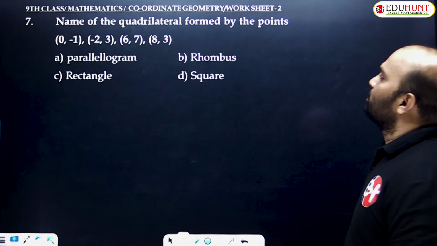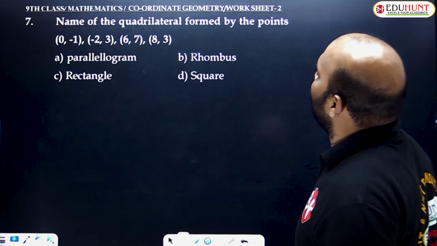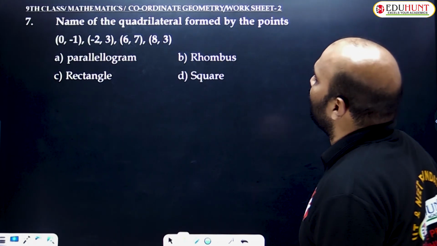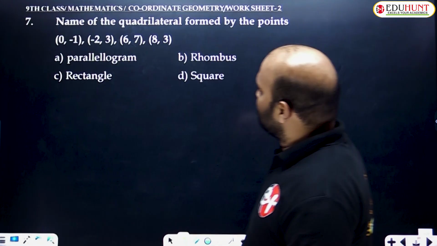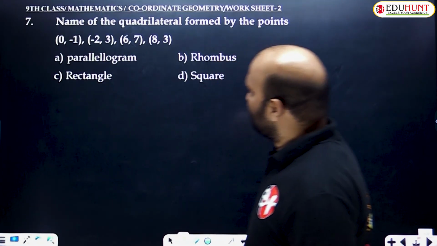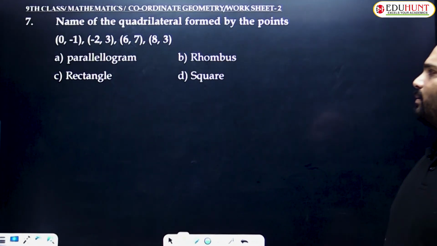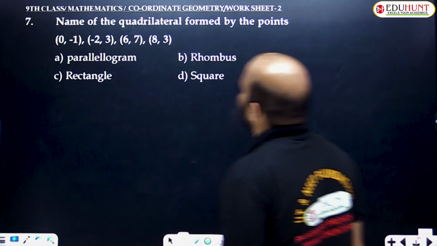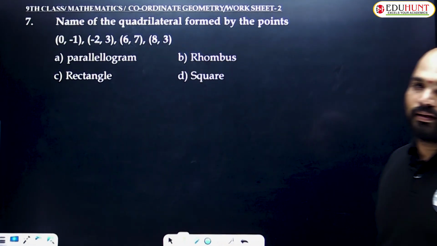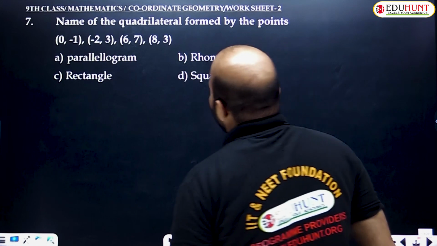Am I clear? So here what is given is the name of the quadrilateral formed by the points (0, -1), (-2, 3), (6, 7), (8, 3). Option A parallelogram, option B rhombus, option C rectangle, option D square. So clearly we need to understand.